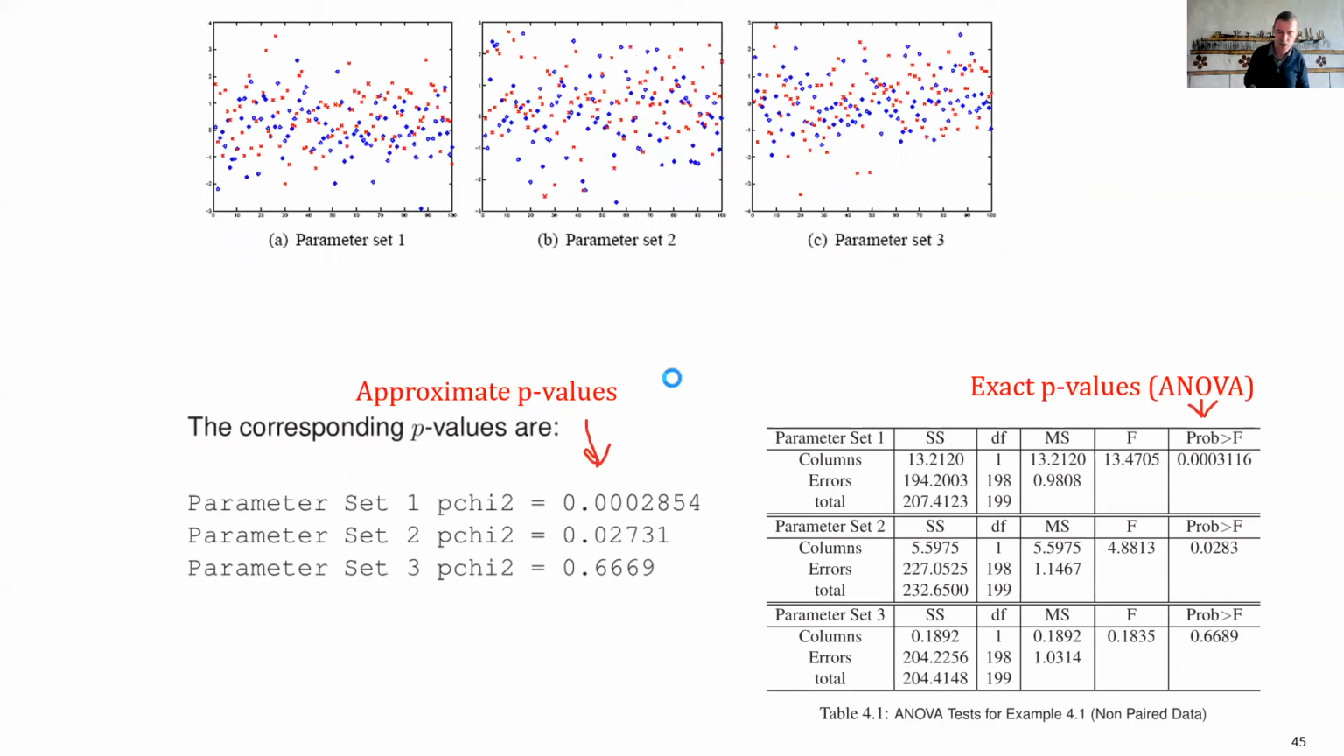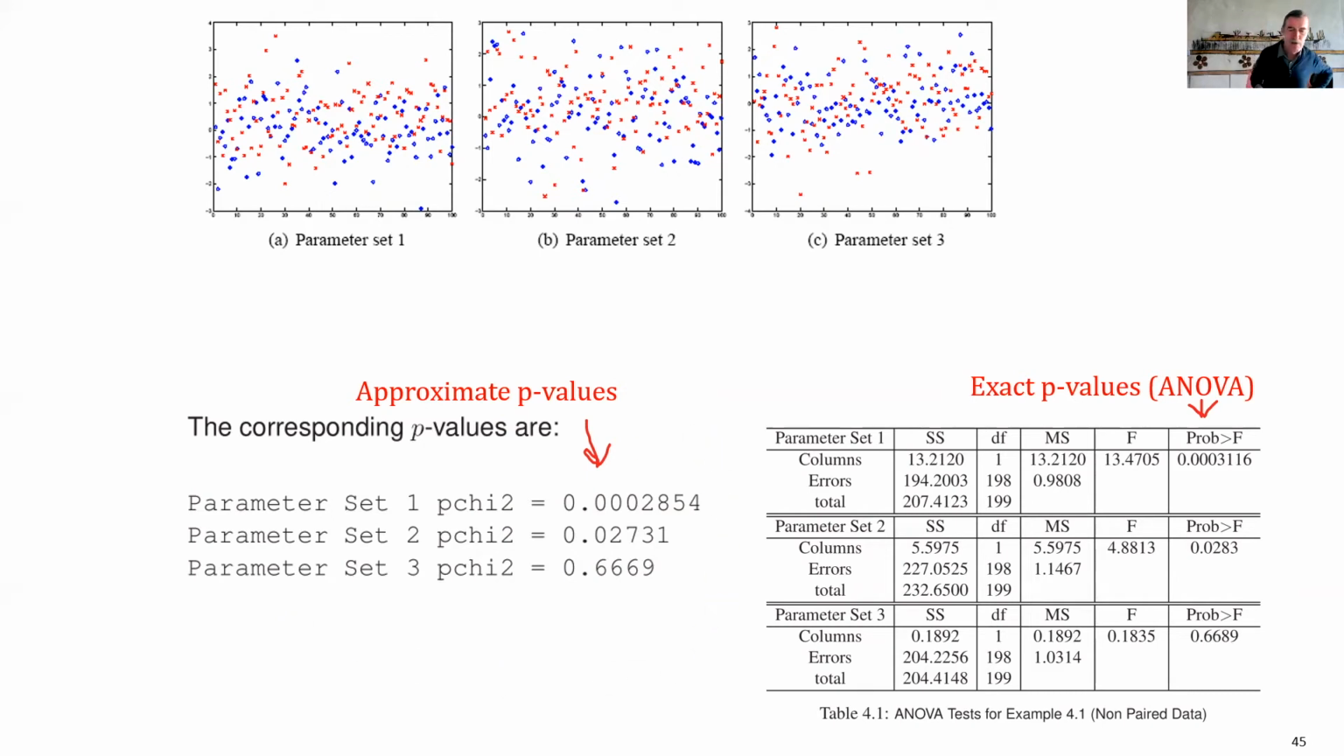So I did this for these three repetitions of this experiment. So I have three parameter sets, and I computed the p-values here, and I found those three values. Some are very small for the first data set, some are very large for the third data set, and in between for the second data set. And those are the approximate p-values when n is large.